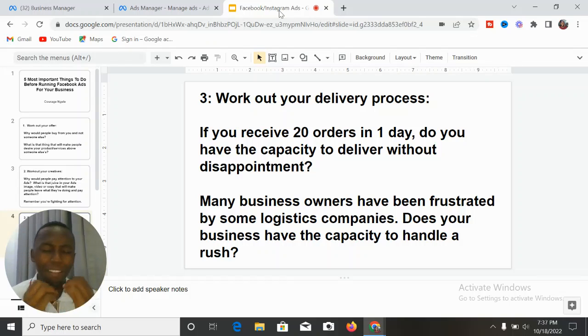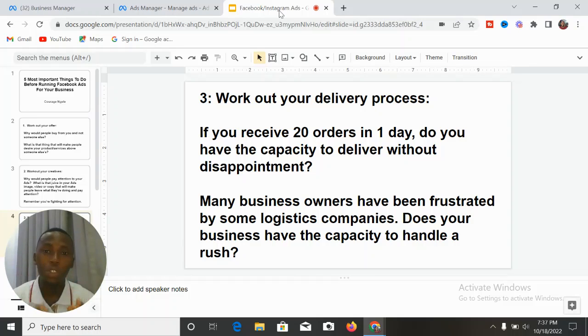If you run the kind of adverts that we run, and then you receive up to 100 orders, 50 orders, more than that in one day, do you have the capacity? Does your business have the capacity to handle those orders and deliver them? For instance, within Lagos only. Is there any logistics company that you hang your hope on? If they smash your hope to the wall, what do you fall back on?